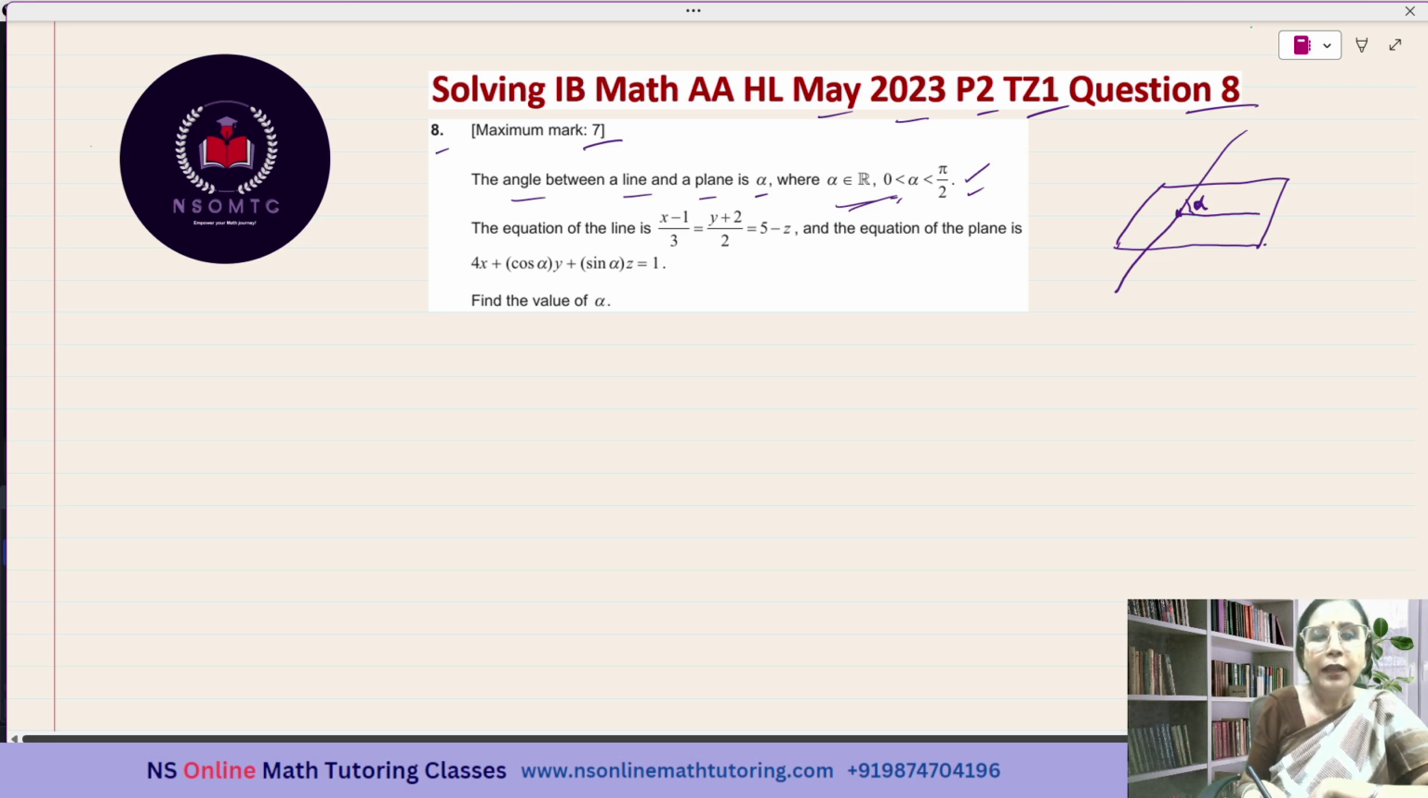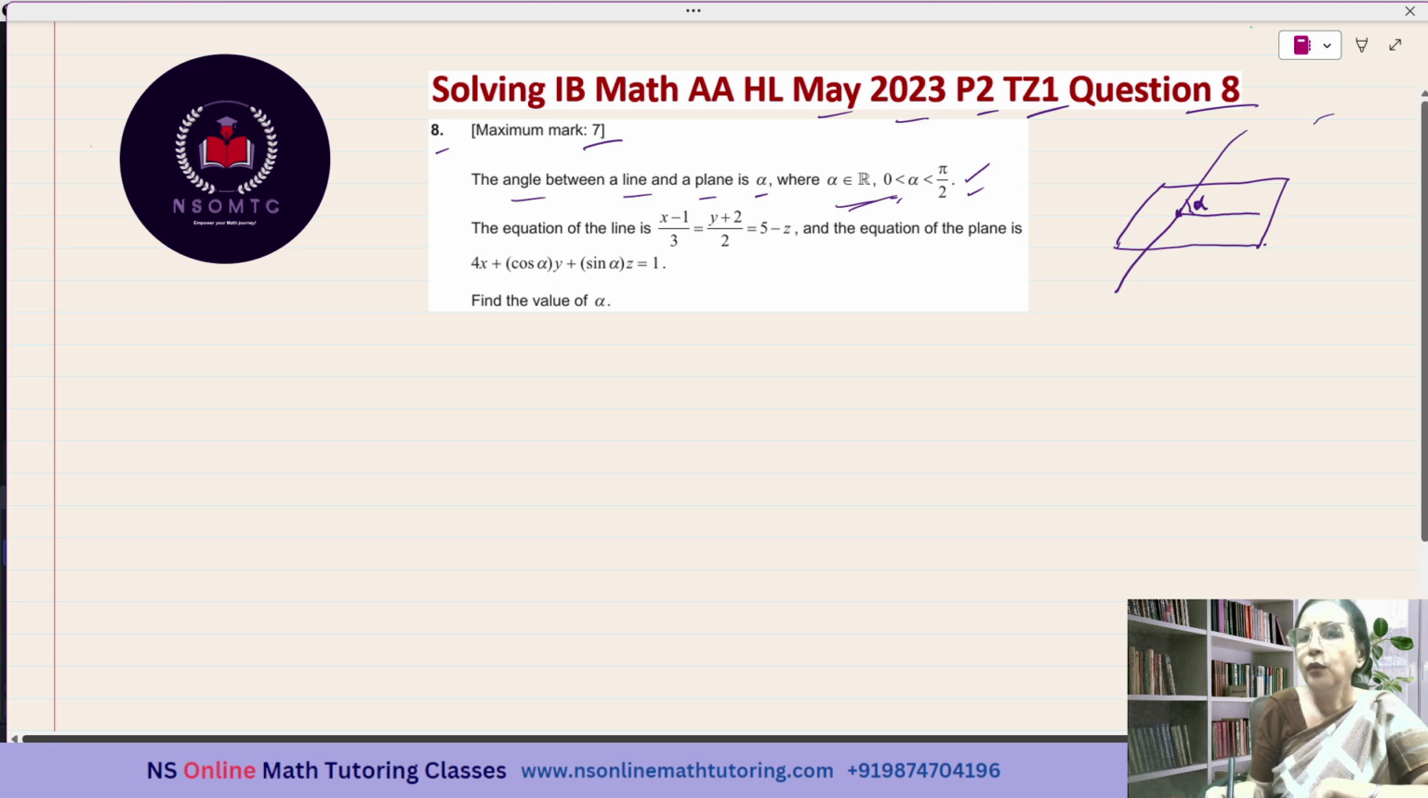The equation of the line is (x minus 1) over 3 equal to (y plus 2) over 2 equal to 5 minus z. And the equation of the plane is 4x plus cos alpha times y plus sine alpha times z equal to 1. Find the value of alpha.